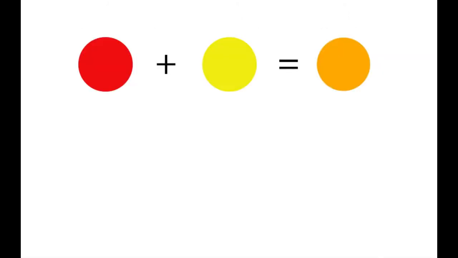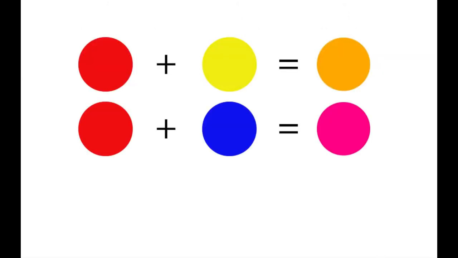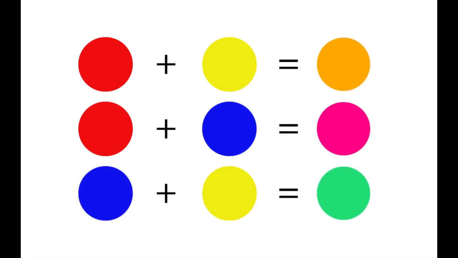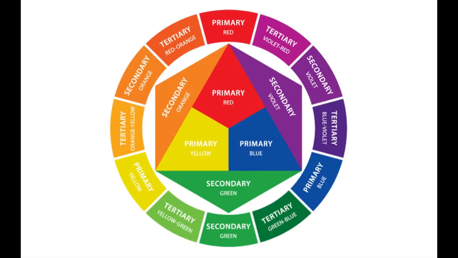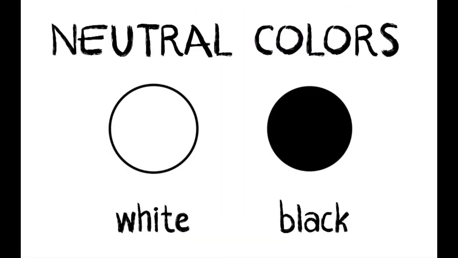Mixing red and yellow, we obtain orange. Red and blue gives purple, while blue and yellow make green. These 3 colors that we obtain mixing primary colors together, orange, purple, and green, are called secondary colors. Mixing primary and secondary colors together, we can create tertiary colors. Black and white are called neutral colors.